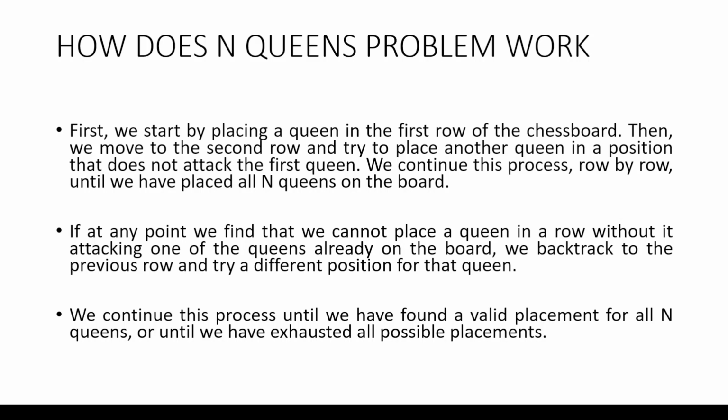If at any point we find that we cannot place a queen in a row without it attacking one of the queens already existing on the board, we should backtrack to the previous row and try for a new position for that queen. So we continue this process until we have found a valid placement for all the n queens, or until we have exhausted all possible placements.